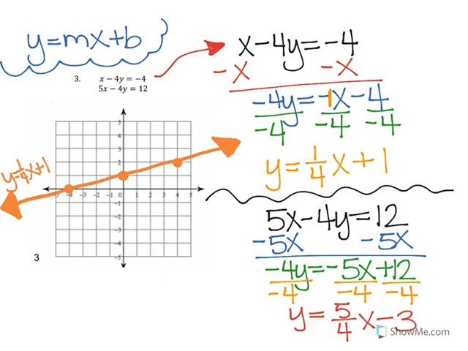I want to keep 5/4 as a fraction because it's really hard if I turn that into a decimal to graph it, so just keep your slope as a fraction to make it easier. And I'm going to start with my y-intercept of -3, and my slope is a positive 5/4, so I'm going to go up 5 and to the right 4.